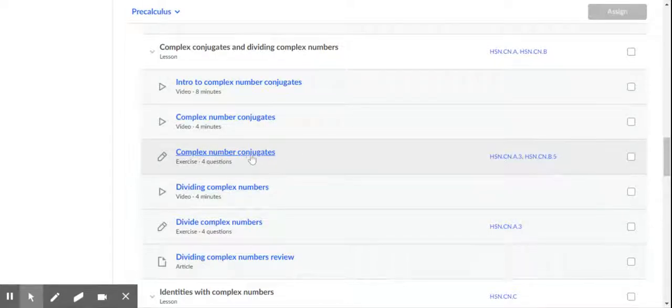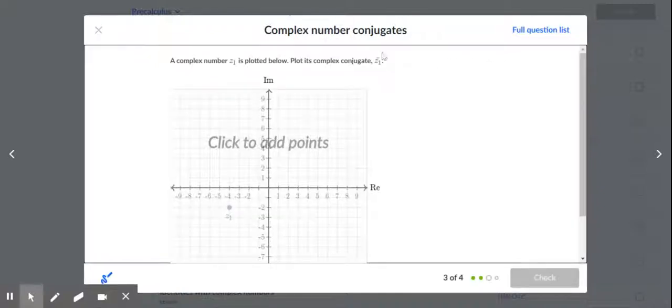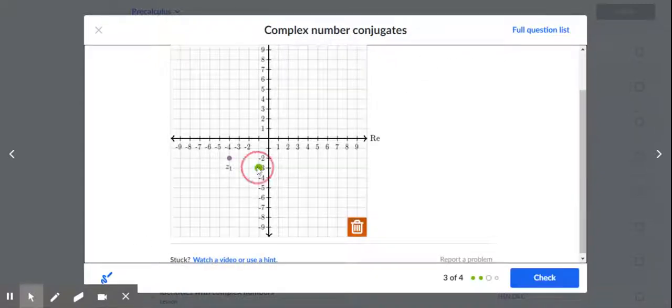All right, two assignments on this video. First one is complex number conjugates. This is an extremely easy assignment. All right, this is almost like a vocab lesson.